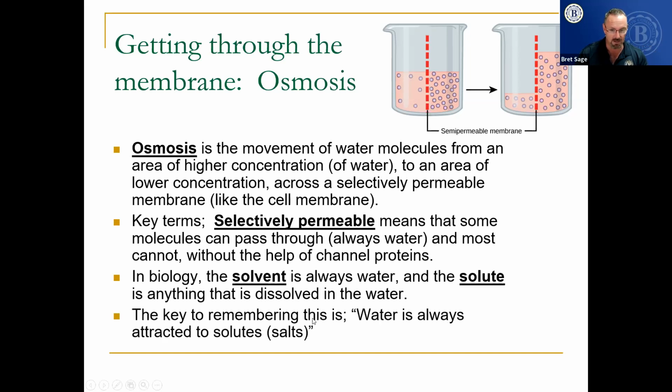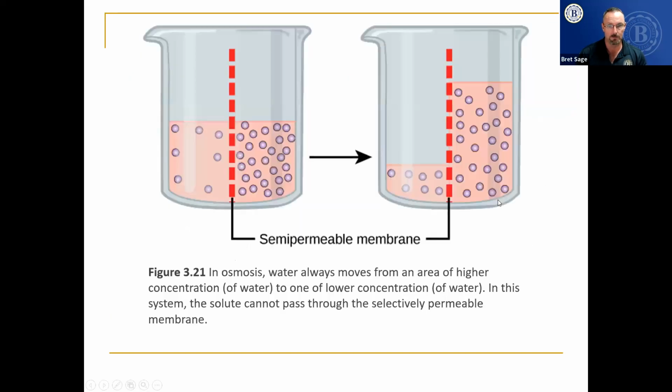The key to remembering this is water is always attracted to solids or salts. So notice that the water is attracted up here from left to right because there's more solid or salt on the right than on the left. And the solute can't get over here. Now, if the solute could, it would just go to equilibrium and the amounts wouldn't change. But because these purple circles are stuck there, the water goes across and gets stuck as well. And so the volume increases.